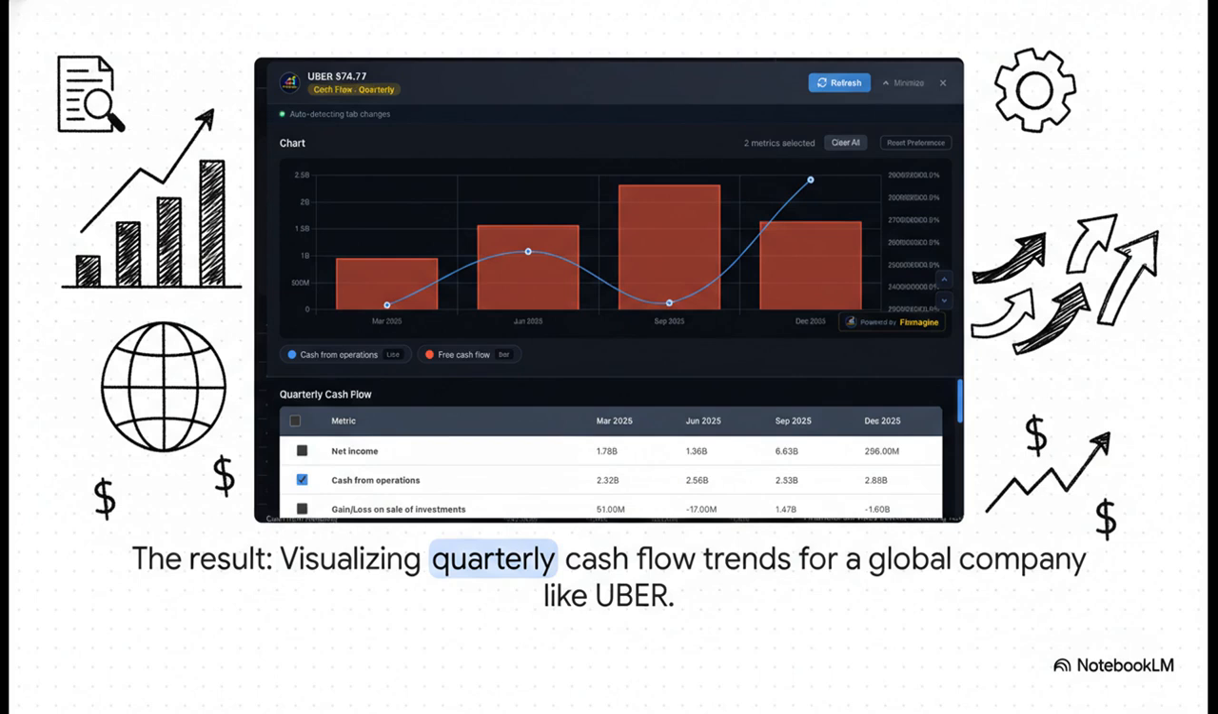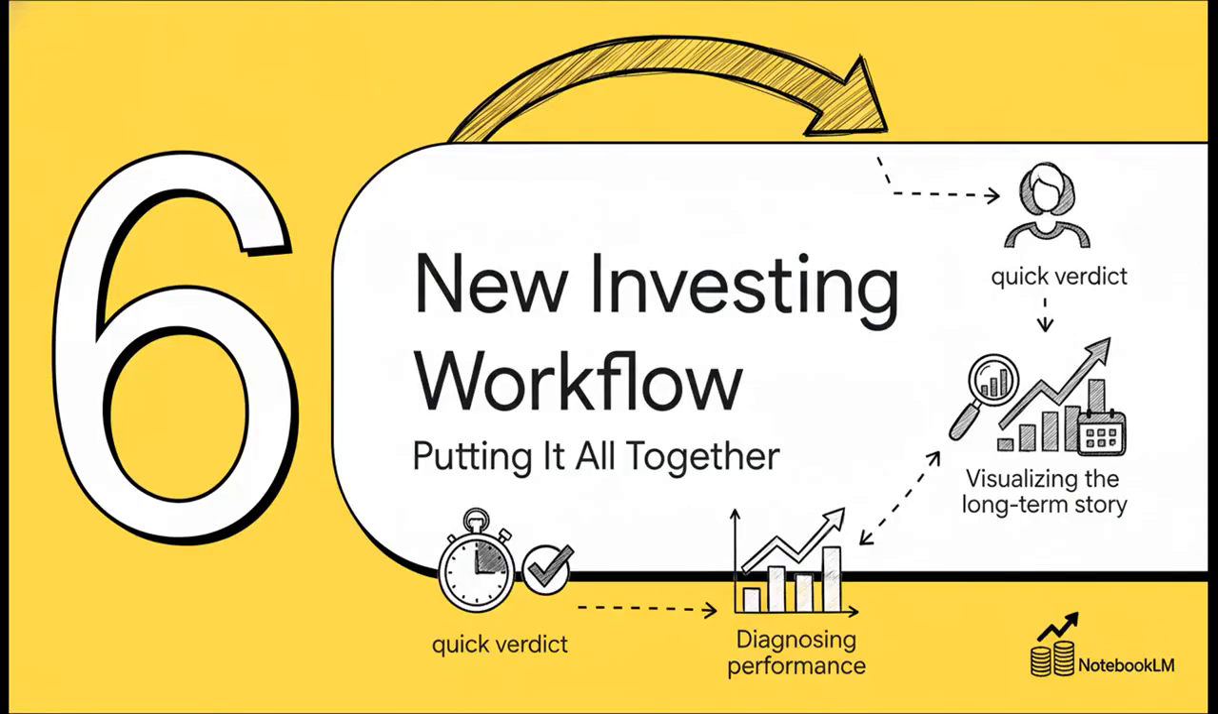By following that simple little trick, you can create these same powerful visualizations for any global company. Here, for example, we're looking at the quarterly cash flow trends for Uber, a chart that was only possible because of that minimize-restore technique. Wow, we've covered a lot of ground, haven't we? From getting that quick verdict to diagnosing the why to visualizing the long-term story. So now let's put it all together into one simple, powerful workflow you can use every single time.